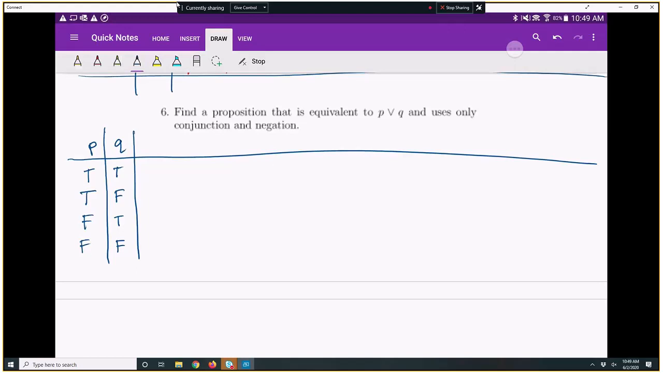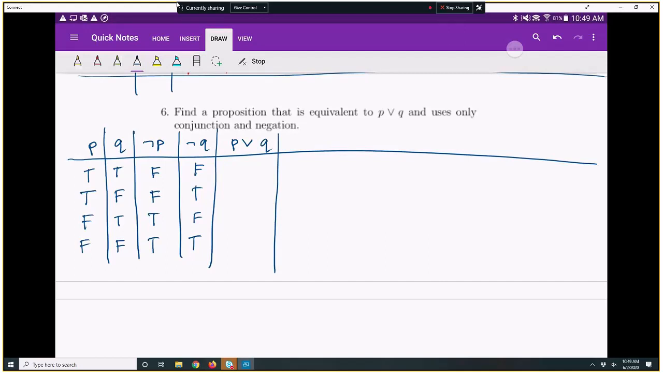Since I'm told that I can only use conjunction and negation, I'm going to go ahead and put not P and not Q in my table. So not P is false, false, true, true, and not Q is false, true, false, true. I also want to see P or Q because that's the thing I'm trying to be logically equivalent to. P or Q is true, true, true, false. So I'm looking for something that is true, true, true, false.